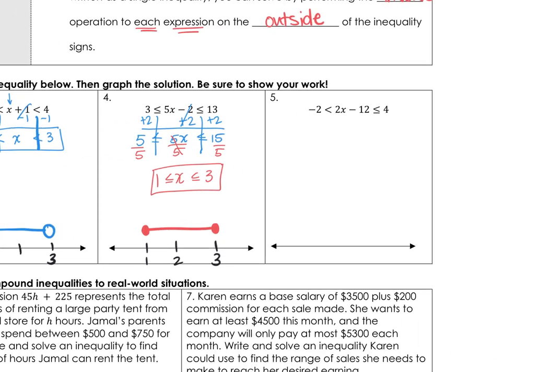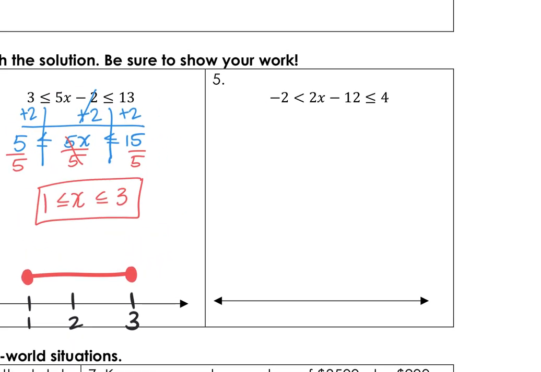All right, you and your partner are trying number 5. Negative 2 is less than 2x minus 12, which is less than or equal to 4. I'm going to give you guys about 2 minutes.